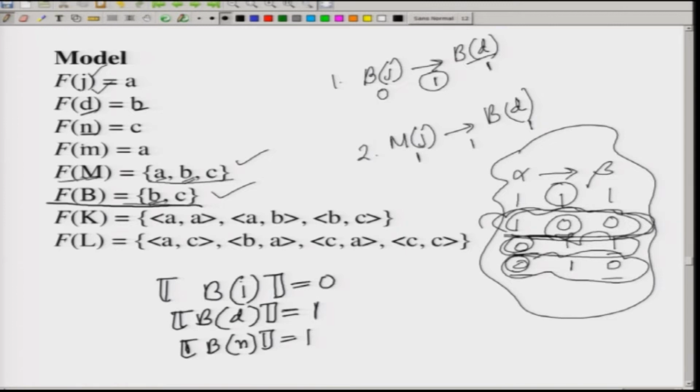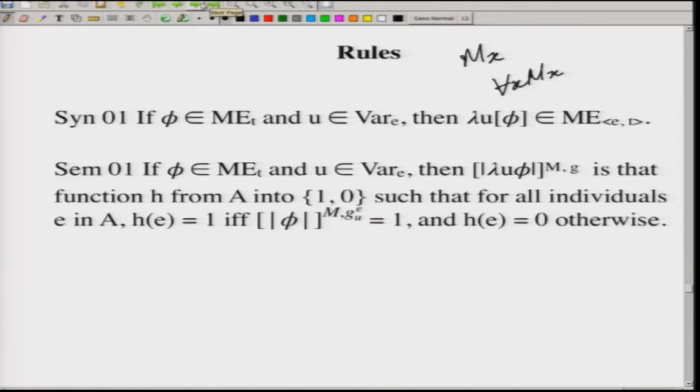Now, we get back to our old format here. We consider this structure lambda x B x. What will be its value?